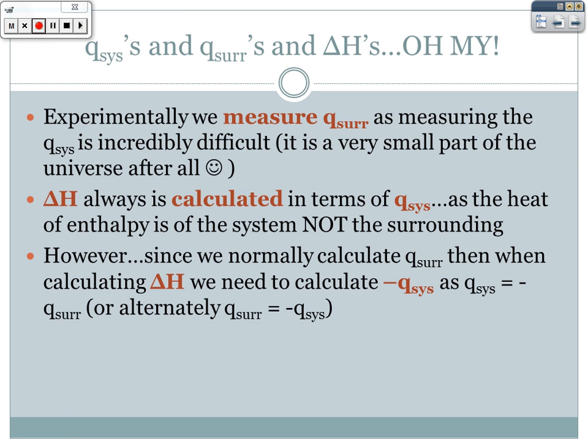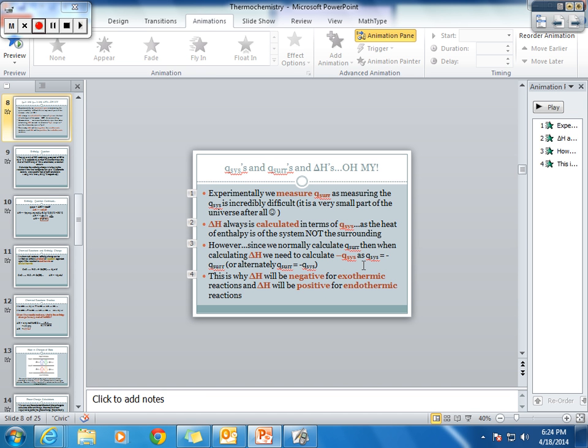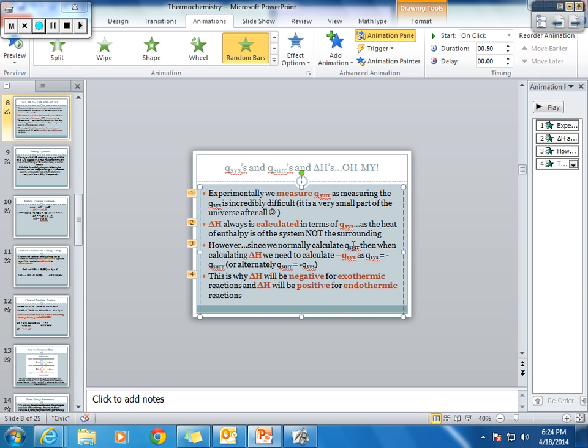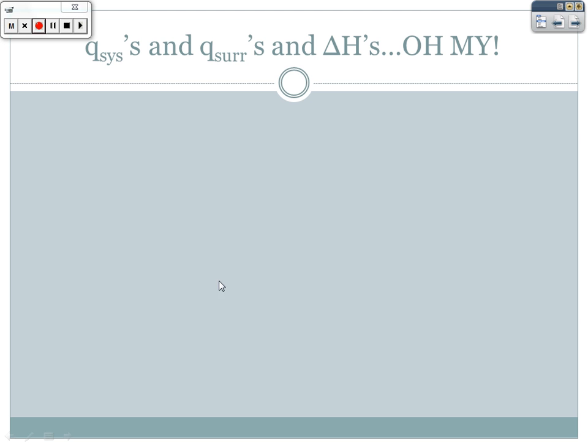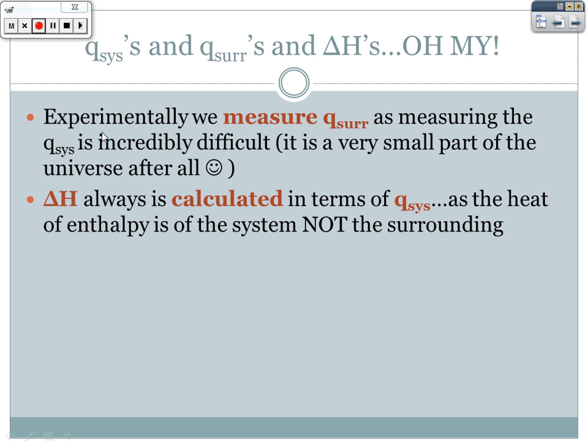Oh, that's a mistake, guys, and this is seriously like the third time I've done this. We normally calculate Q system when calculating delta H, so we have to do surroundings. I'm sorry, I know that this is annoying, but I can't do this over again. This is like my third time. Okay, let's get back here.